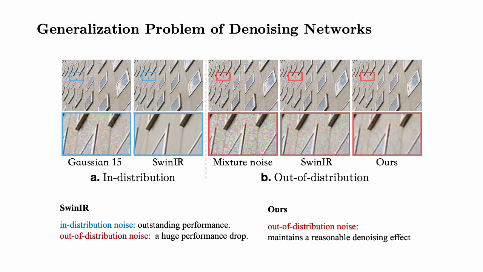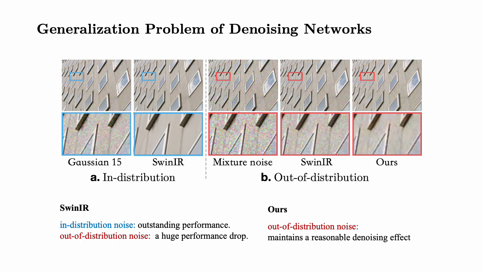More specifically, most existing denoising methods train and evaluate models on images with Gaussian noise, limiting their performance to a single noise distribution. When these models are applied to remove noise drawn from other distributions, their performance drastically drops.